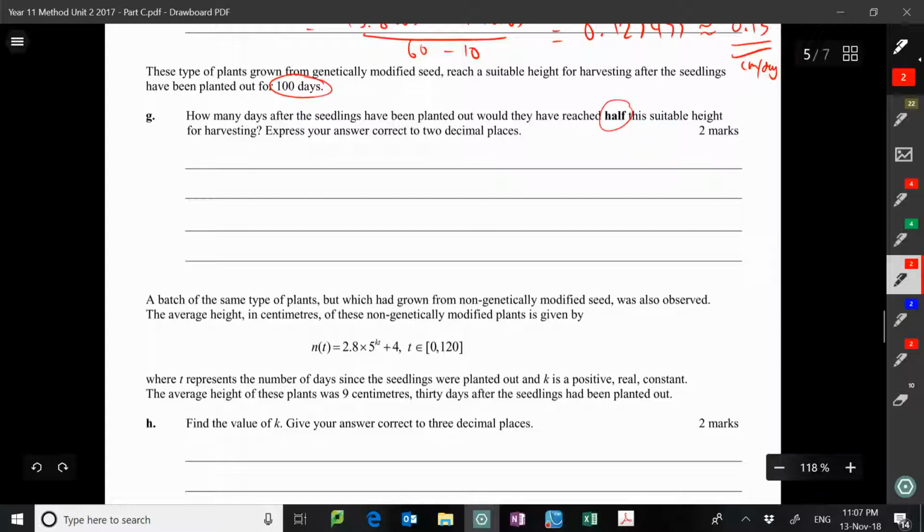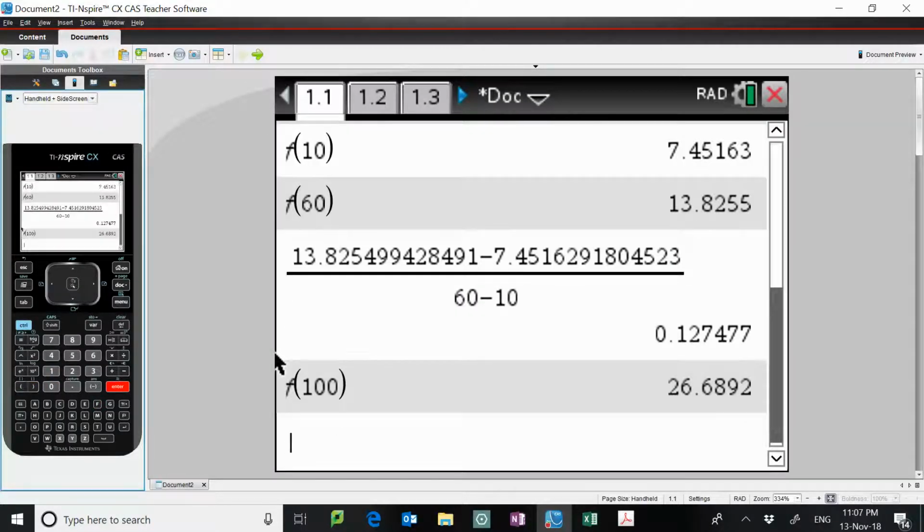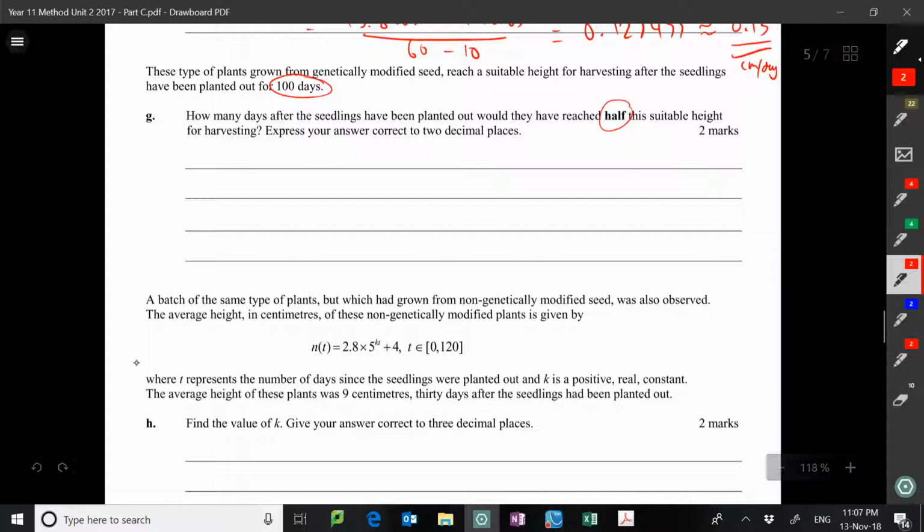So I guess the question is, what is the height at 100 days? What is the maximum height at 100 days? Okay, because we don't know what the height at 100 days is. So f of 100. So that gives me, what, 26.6892. So P, when it's 100 days, I've got a height of 26.6892. But apparently they want half of this suitable height, because that's what they were telling you. It's a suitable height for harvesting planted out for 100 days. So this is a suitable height, but I want half of that.